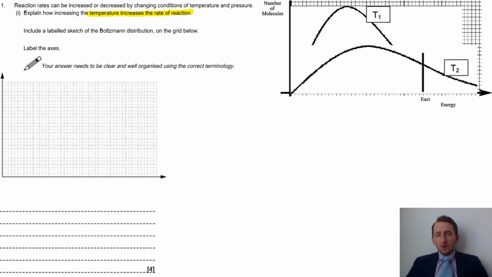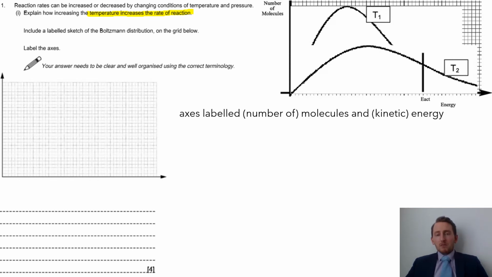Now, a few things for this. Make sure that you've got your axes labelled up: number of molecules on the y, energy on the x. Make sure your two curves don't touch the x-axis. They're asymptotes, so if you know your maths, they are lines that will not touch the x-axis no matter how far you take it on.